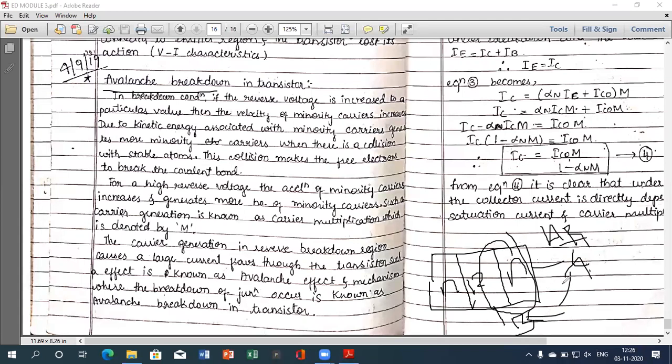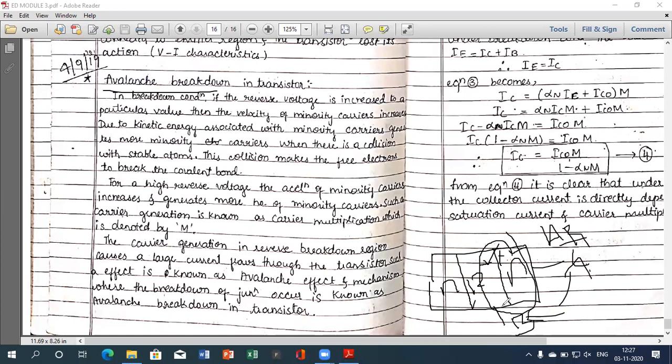So if I increase the reverse voltage between the collector and base, the velocity of minority charge carriers increases. In N type, the minority charge carriers are holes. In P type, the minority charge carriers are electrons. So when this reverse bias voltage is increased to a particular value, the velocity of minority carriers increases, meaning holes in N type and electrons in P type.